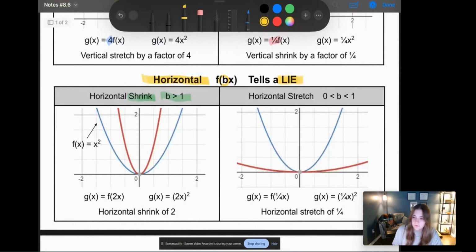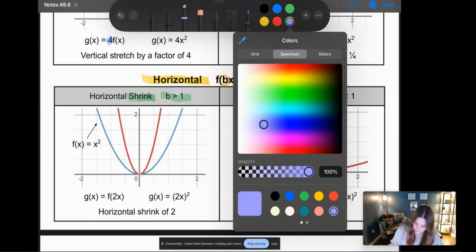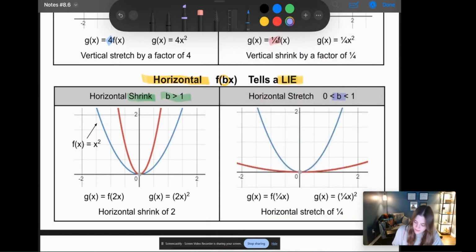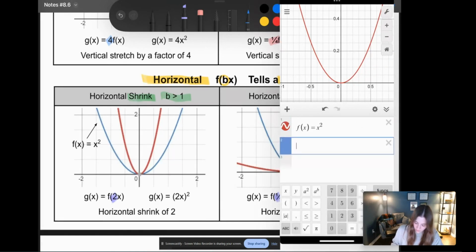So a horizontal stretch is when B is in between 0 and 1. For example, inside the parentheses is 1/4, or inside the parentheses is 2. And again, if you want to see what these look like, you can test them out in Desmos. So on this one, I'm going to do exactly that. I'm going to say parentheses 2x close parentheses squared. And there you go. That's what that would look like. That's what a horizontal shrink looks like.